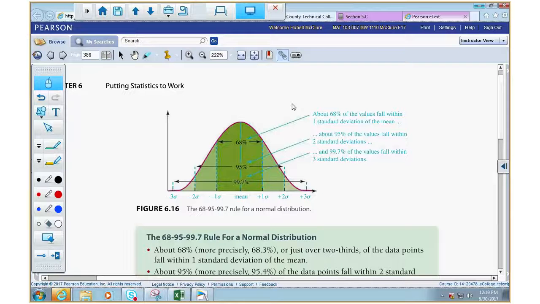What does it say? It says that within two standard deviations, 95% is going to fall within two standard deviations. Outside of two standard deviations is 2.5 or 5%. Okay?